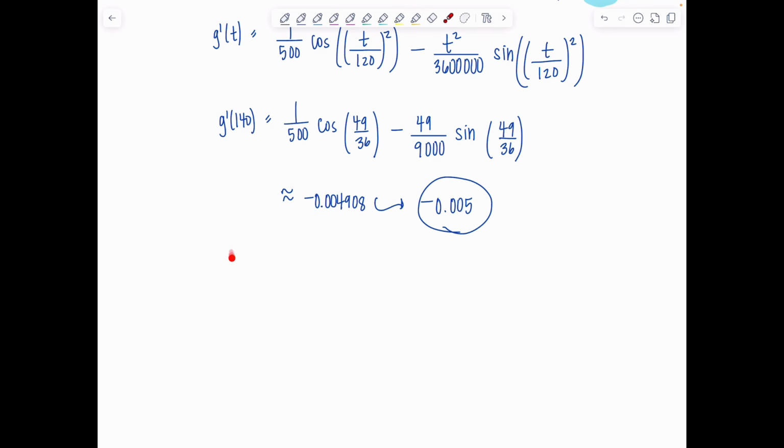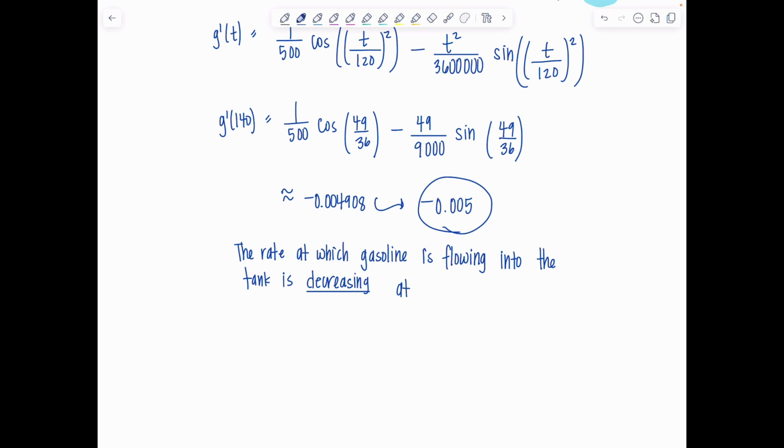So let's summarize that. I'm going to say the rate at which gasoline is flowing into the tank is decreasing at a rate of, this would be 0.005 gallons per second when T is equal to 140 seconds. Good? Okay.